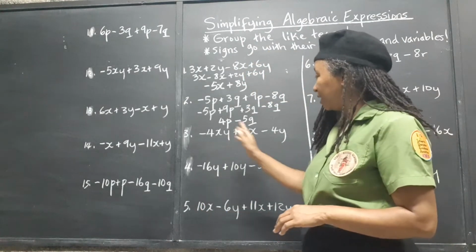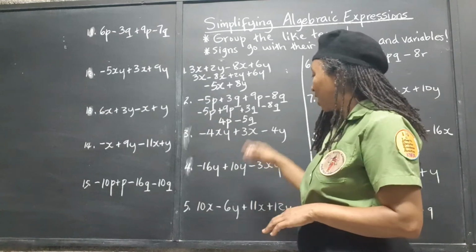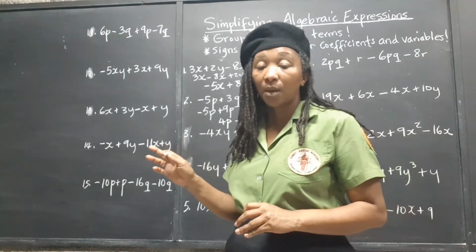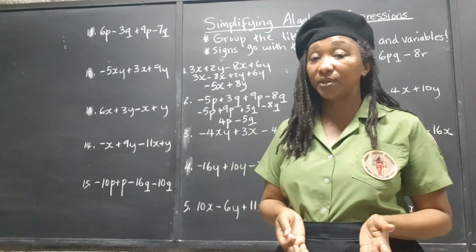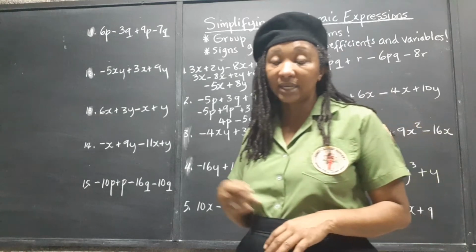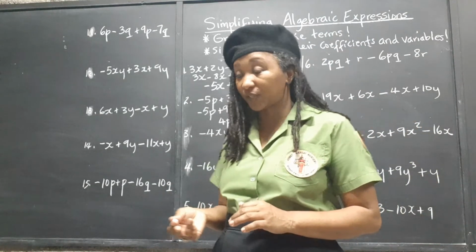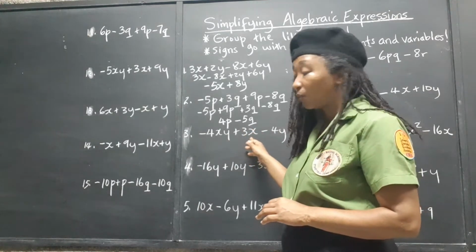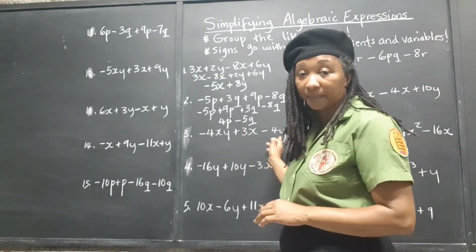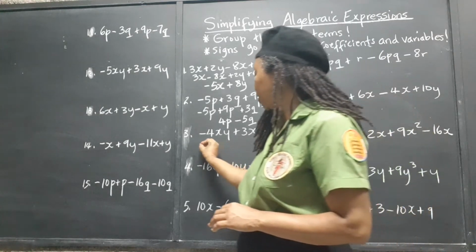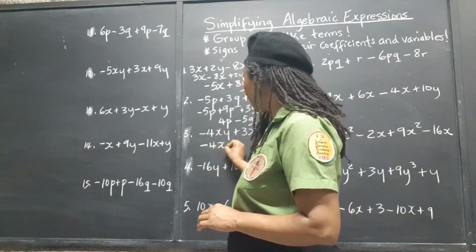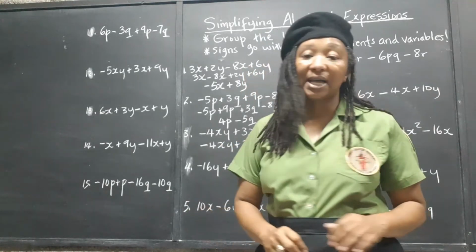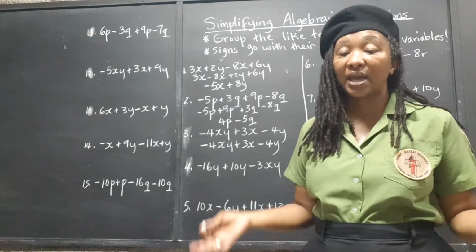Here we have negative 4xy, we have a 3x, and we have a negative 4y. But guess what? There's nothing we can do with those because they are all unlike. They are not like terms. xy is a different term from just x, which is a different term from y. So what we do there is to just rewrite the expression, and by rewriting it, we are saying this is as simple as it gets. There's nothing I can do with it.